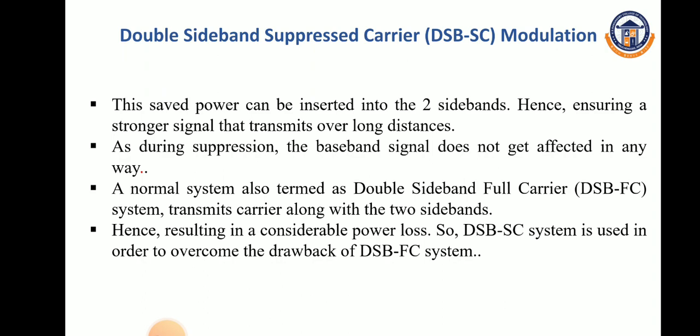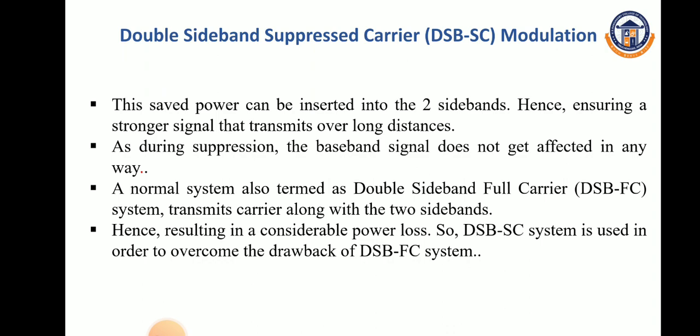In this slide we're going to see how the sidebands have the power and how the carrier is going to be suppressed. Here the saved power can be inserted into the two sidebands. Hence we ensure a stronger signal that is transmitted over long distance. If you suppress the carrier and send the information with the two sidebands, we can transmit it over a long distance. During the suppression, the baseband signal does not get affected in any way.